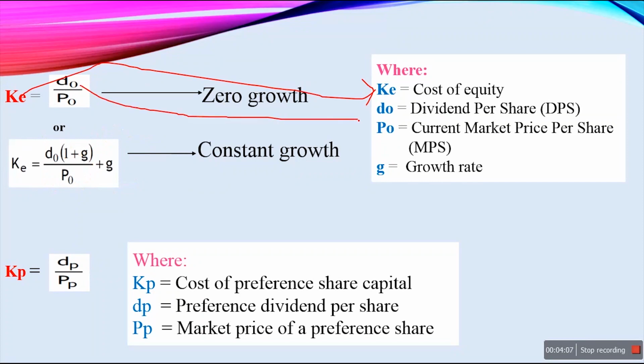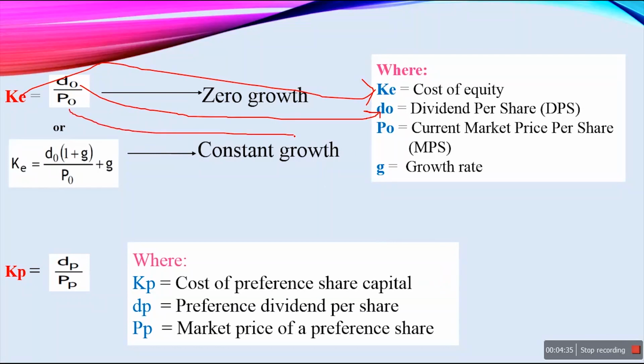D0 represents the dividend per share, that is the DPS, the dividend paid for every share. So if we have 100 shares and the dividends paid are 1,000, then the dividend per share equals the total dividends divided by the number of shares, which is 1,000 divided by 100, and that would be 10 shillings for a dividend per every share.